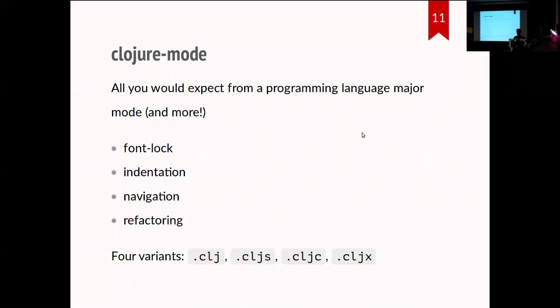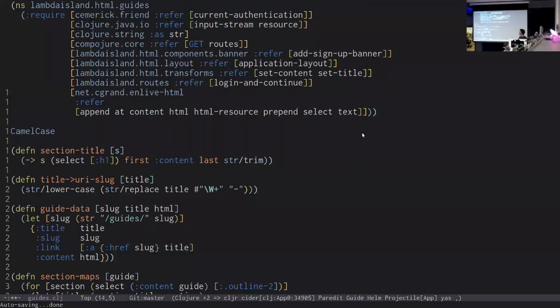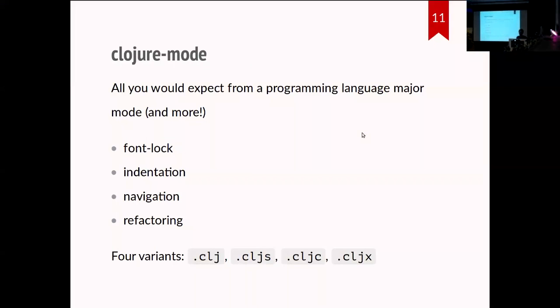So Clojure mode, like I said, is a major mode for a specific programming language, in this case Clojure. It does stuff like font locking. You saw that already, that you get syntax highlighting, I guess would be the modern phrase for this. Emacs calls it font locking. Then indentation.